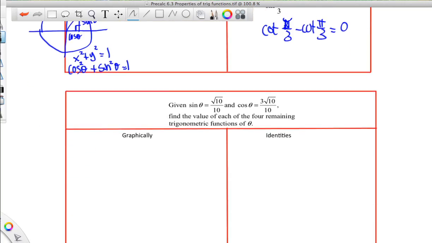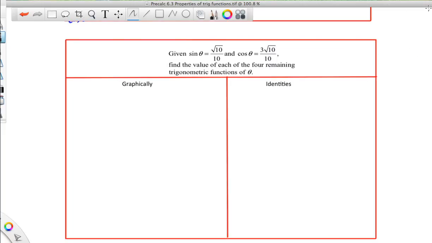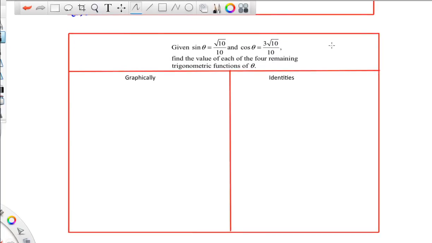Okay, next part. So this is to help you with some of the homework problems. So given the sine value here and the cosine value, find the value of each of the 4 remaining trigonometric functions of theta. Okay, so graphically it means this.